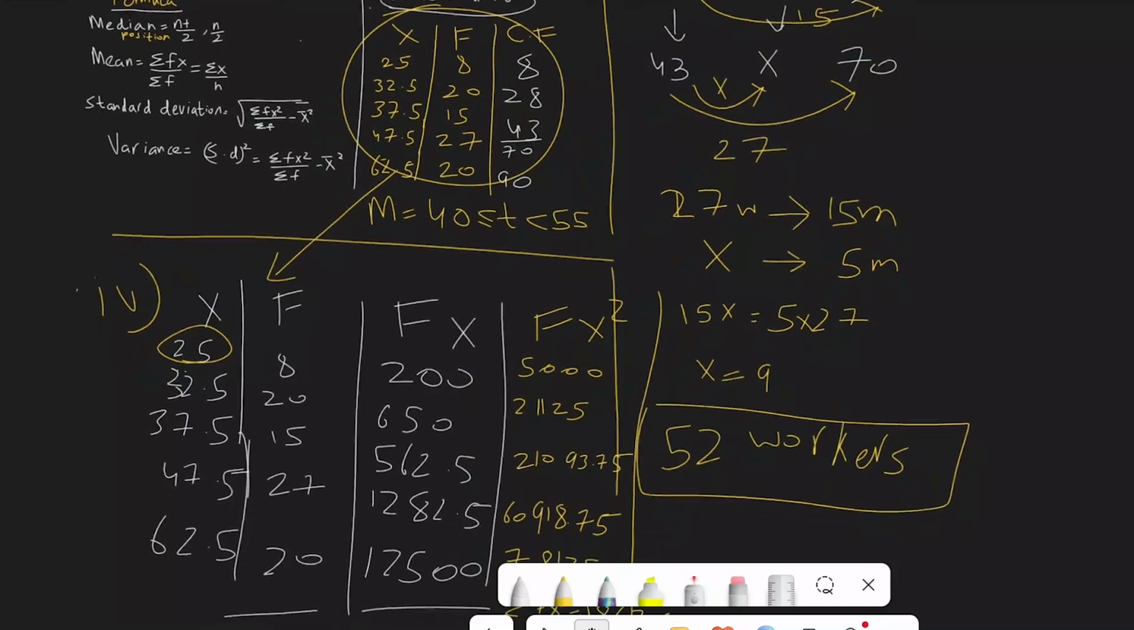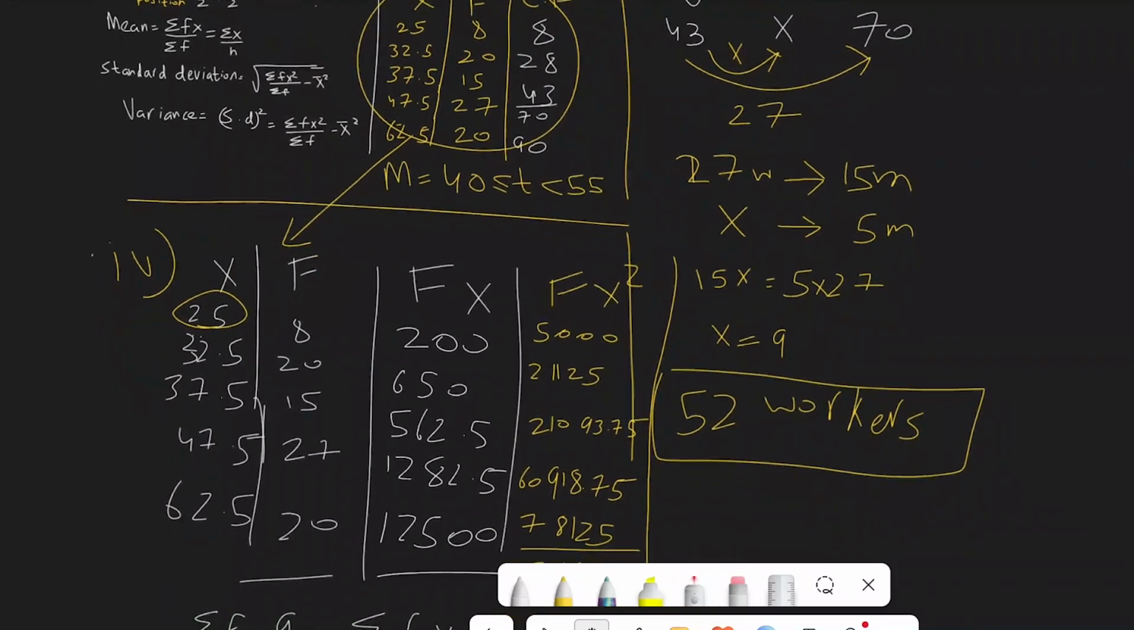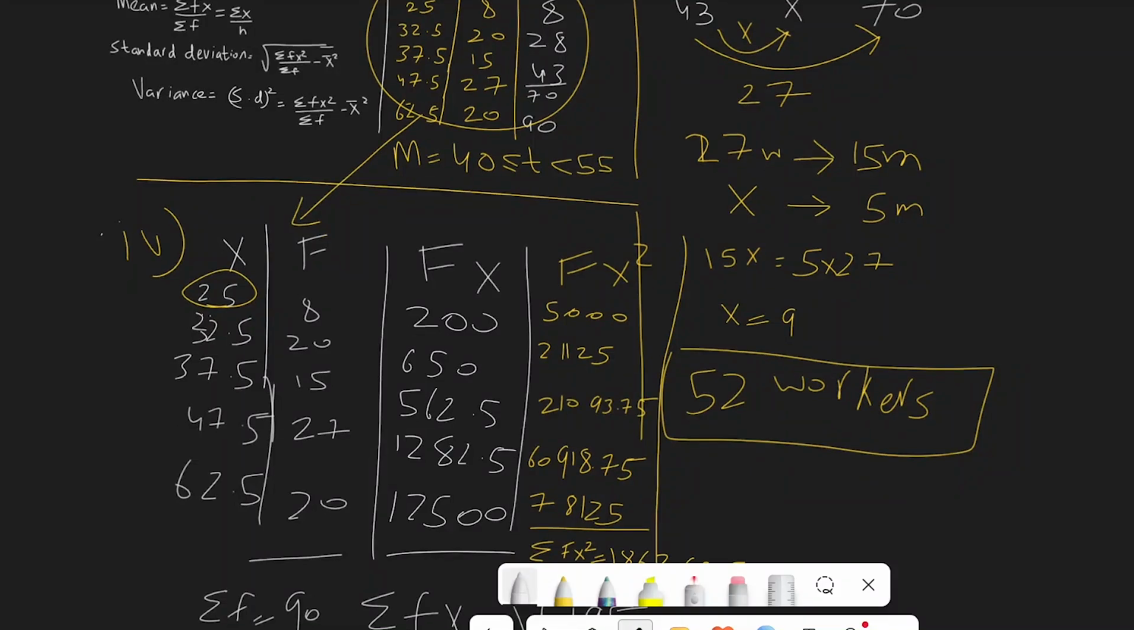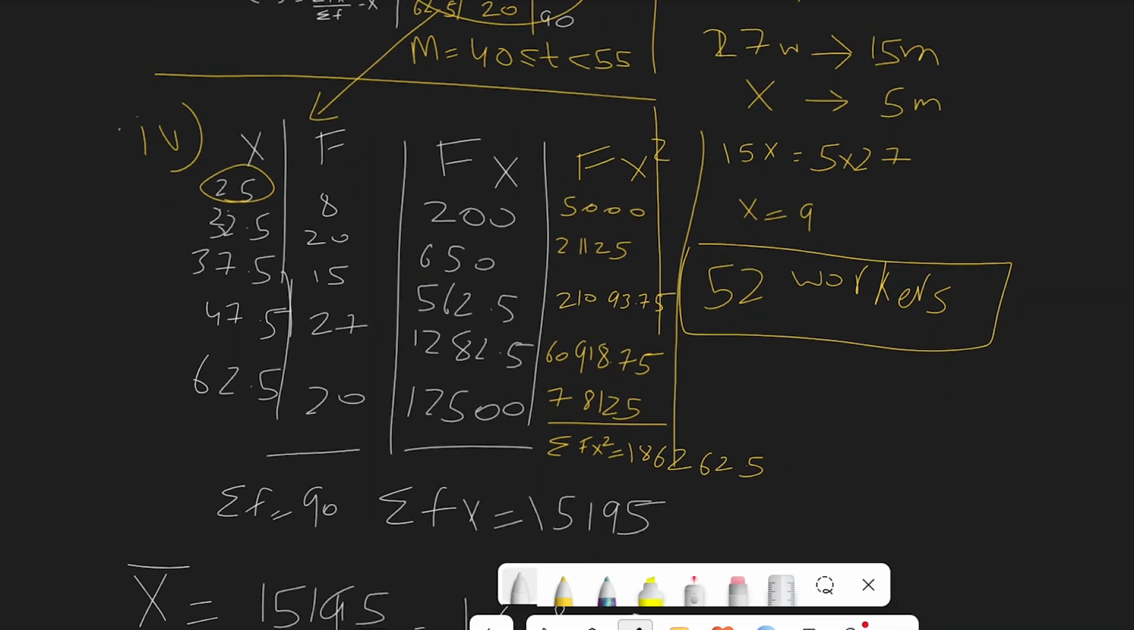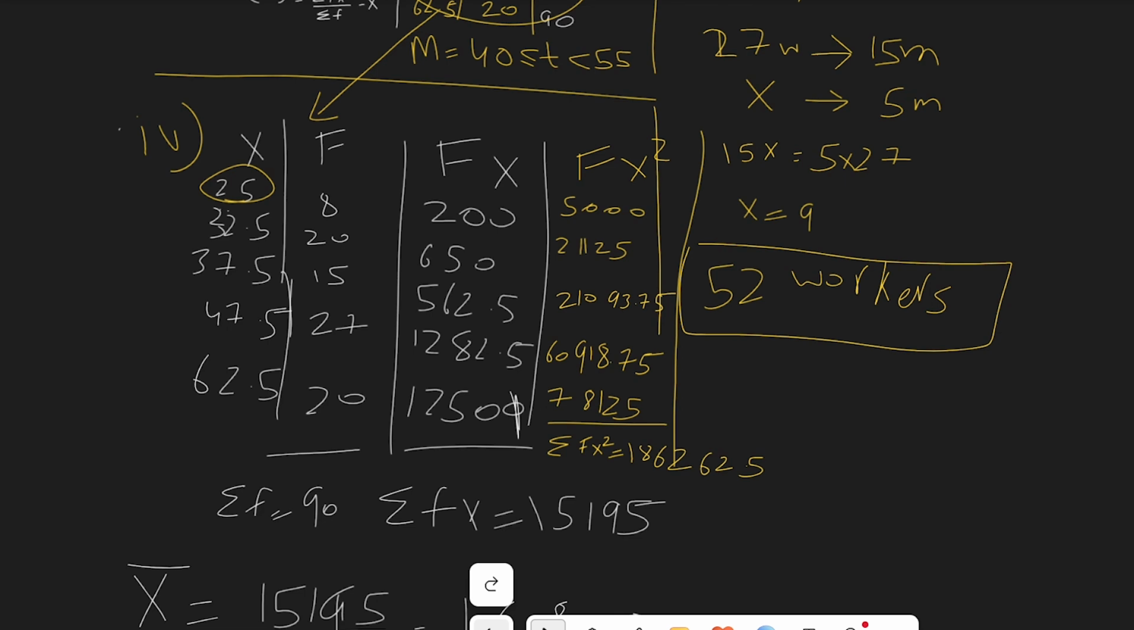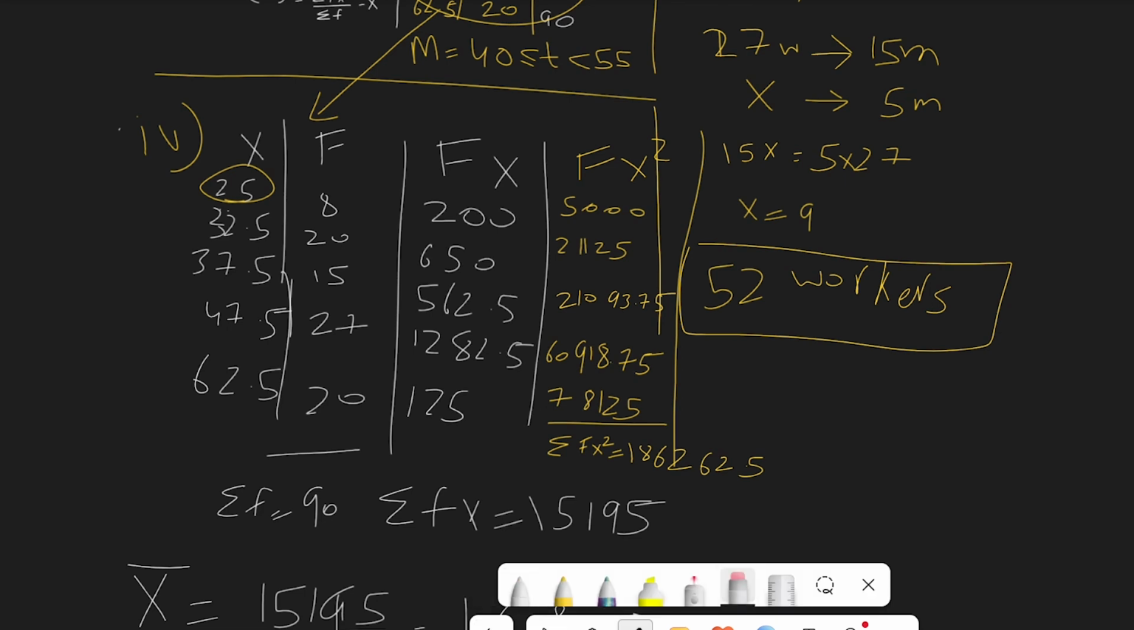25, 8, 32.5, 20, 37.5, 15, 47.5, 27, and then we have 62.5, 20. Okay, so 25 times 8 is 200, 32.5 times 20 is 650, 15 times 37.5 is 562.5, 47.5 times 27 is 1282.5, 62.5 times 20, and oh yeah, here is the mistake. For here we had written an extra zero. Oh no. Okay, so just remove that zero.